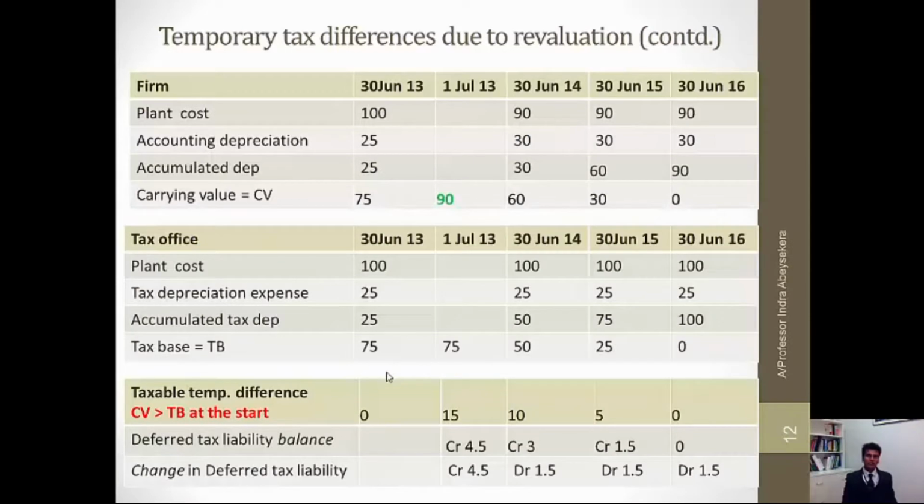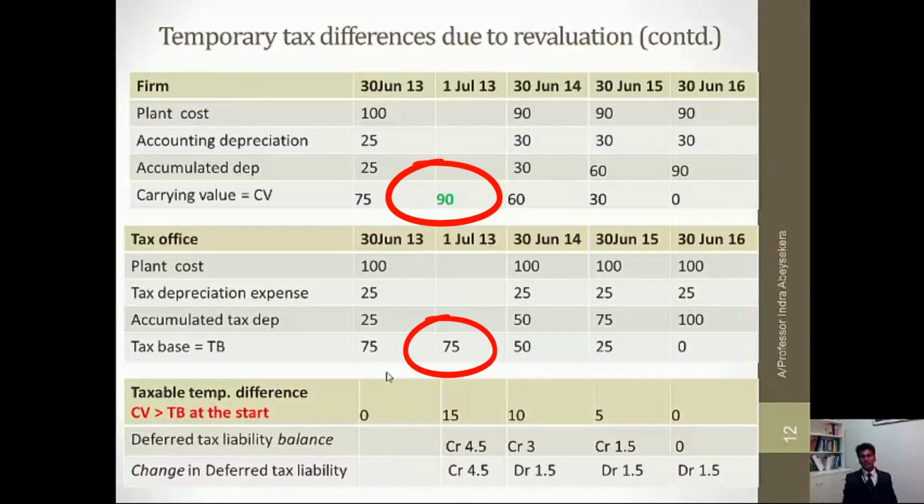Let's look at another scenario. In the first year, carrying value equals the tax base. We are using the same asset. No taxable temporary difference, no deferred taxes. At the beginning of the second year, the company revalues the asset and revises the carrying value from 75 to 90. Tax base is 75.